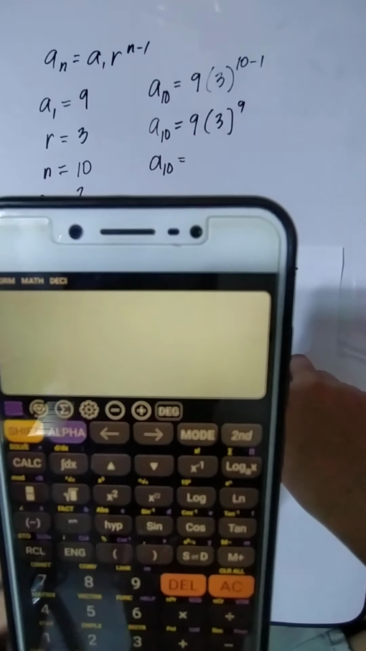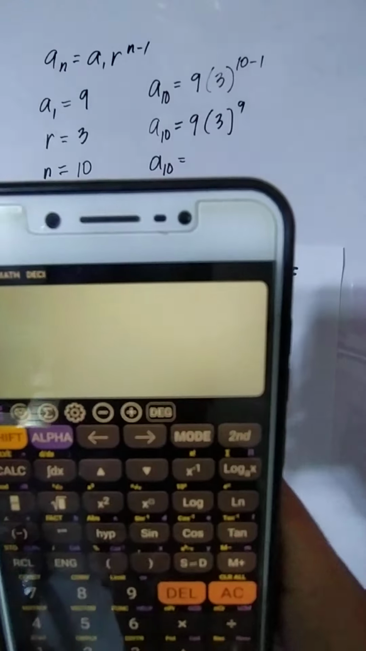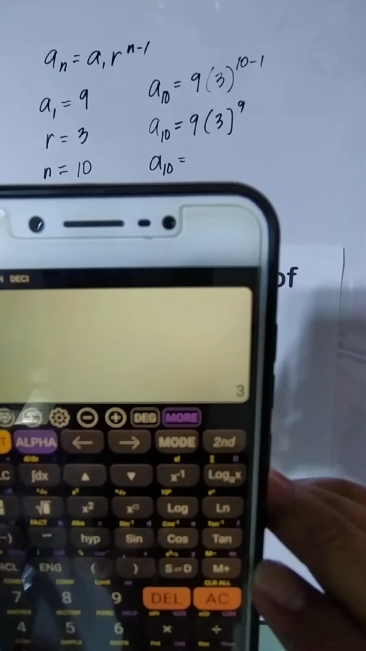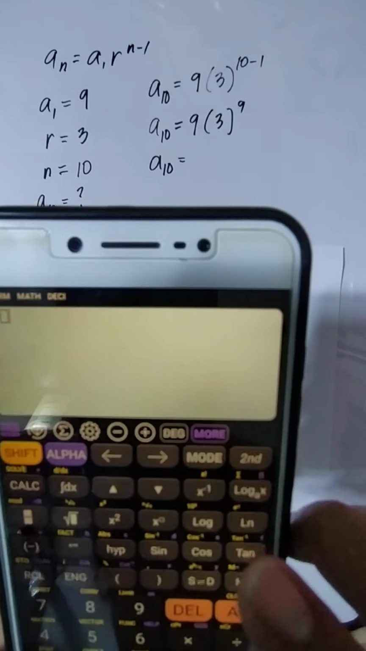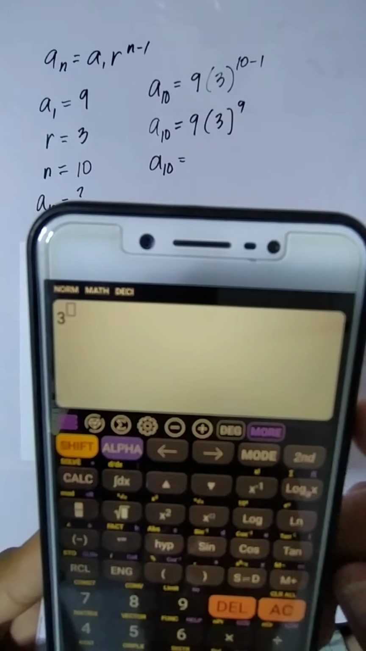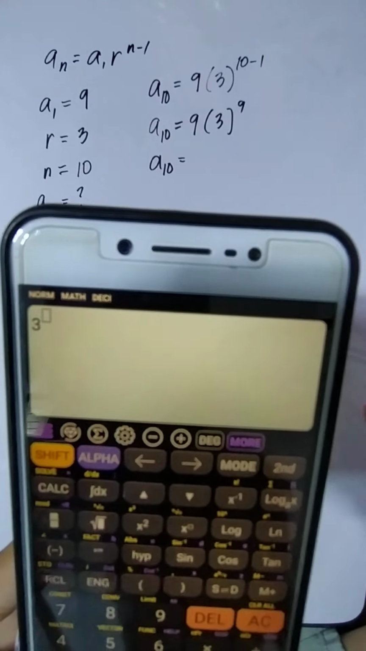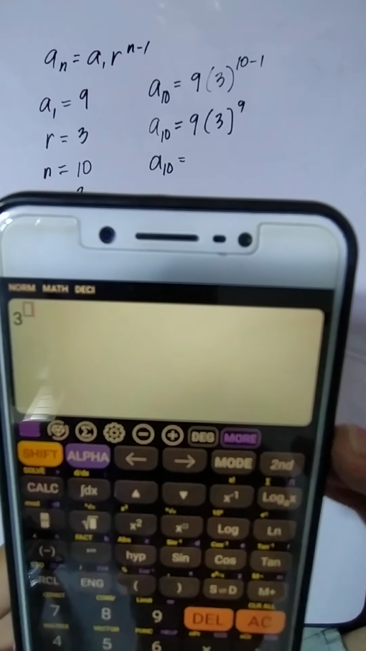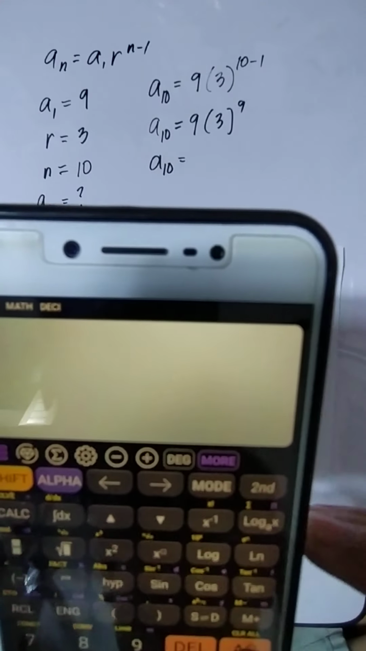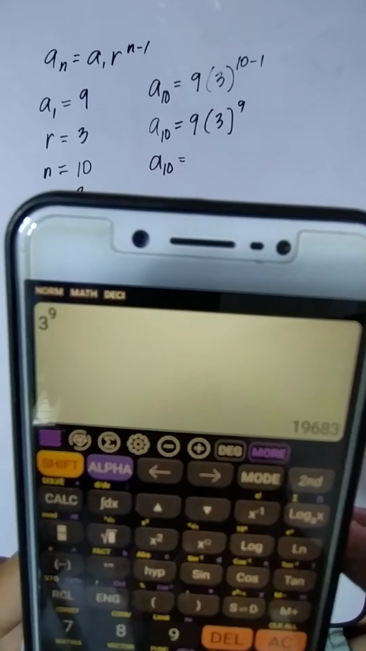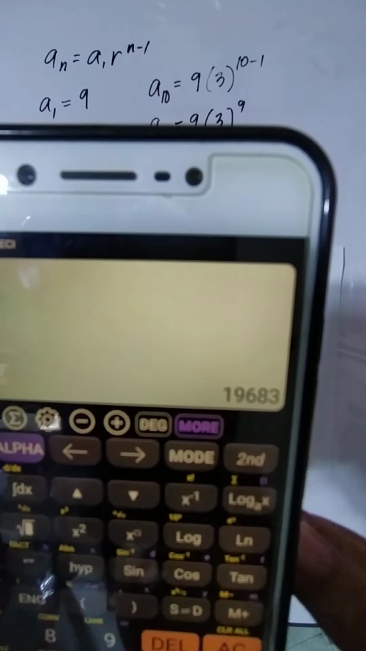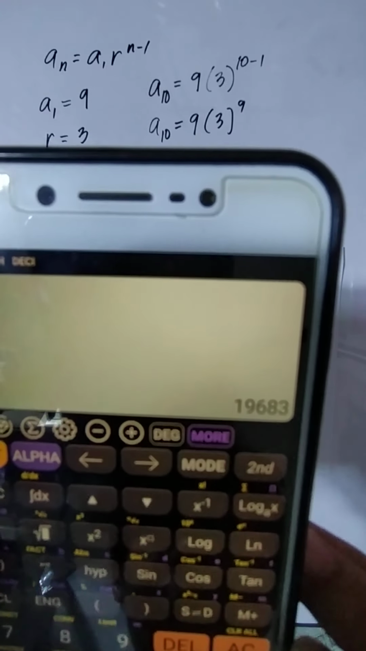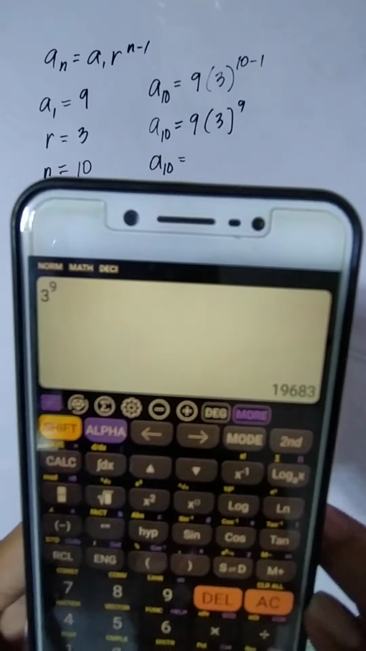Una, itatype lang natin yung base, yung ating 3. And then, you're going to press that x raised to box. So, kung makikita nyo sa ating dialog box, yung 3 nagkaroon siya ng box sa taas, doon nyo ilalagay yung magiging exponent niya. And the exponent on our example is 9. So, type natin yung 9. Makikita natin 3 raised to 9. And the answer is 19,683, which is kapareho nung manual multiplication natin kanina ng maraming 3.